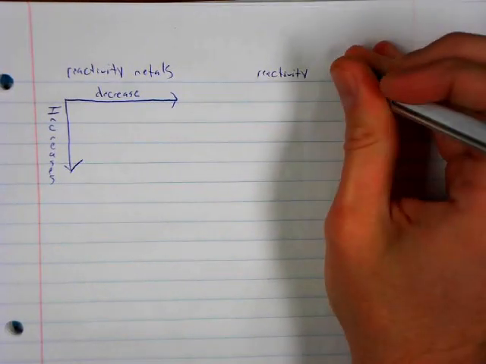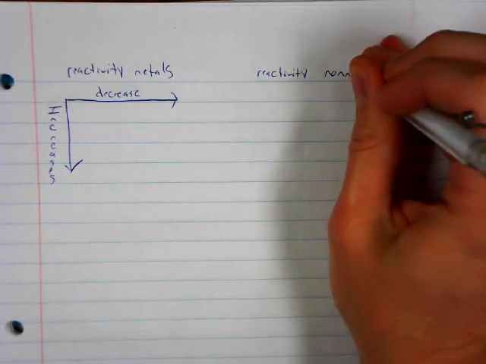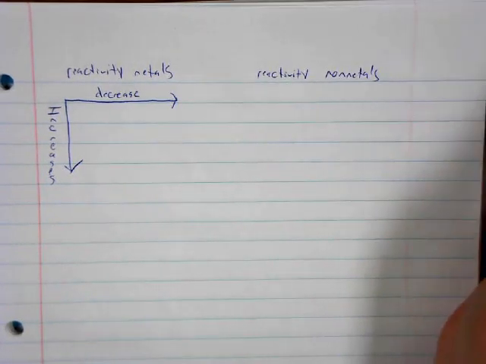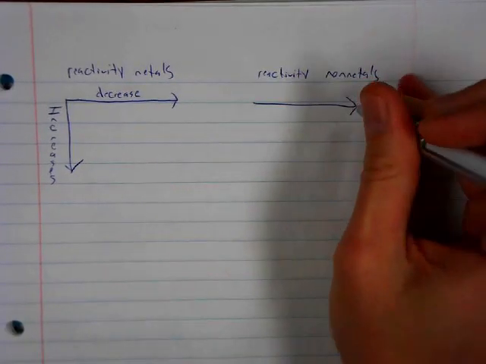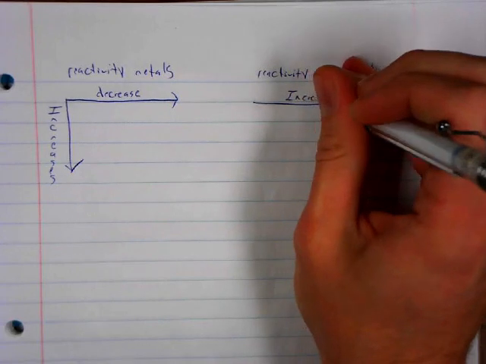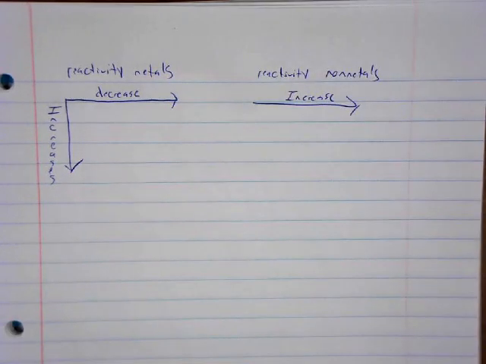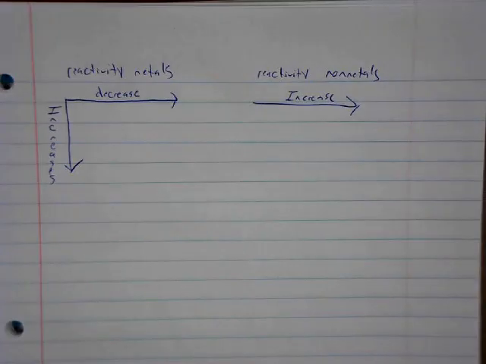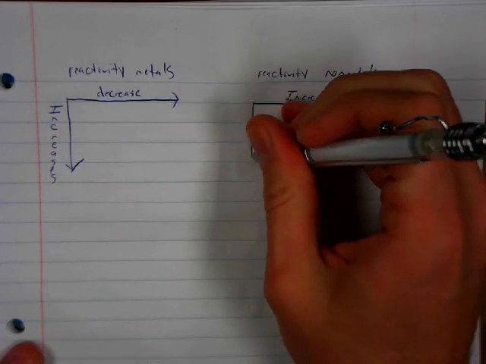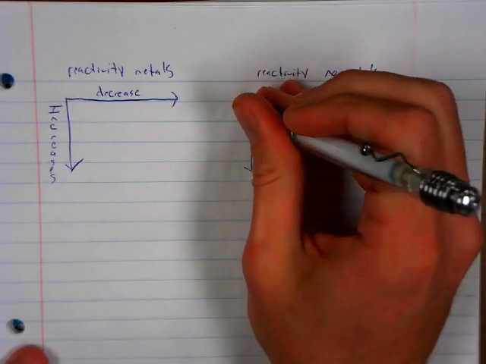Because as it goes down, I'm adding more shielding and they can more easily remove an electron. That's why francium is the most reactive metal on the periodic table. Isn't there only like 1 gram of francium in existence? Yeah, I don't think there's a lot.